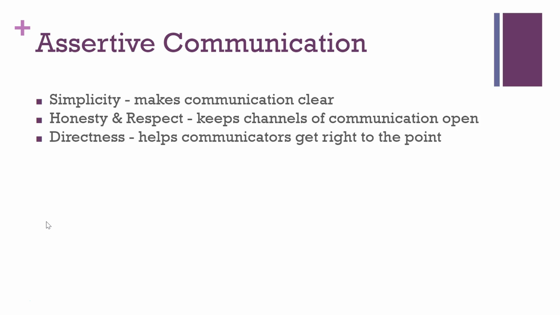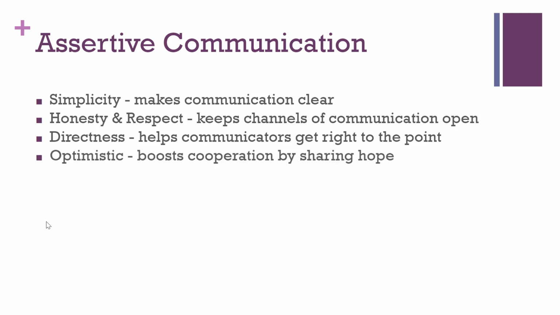Assertive communication is also going to be direct. When we are direct, we are getting right to the point. This is going to help children, again, who have processing ability differences or who are learning a second language, when we are getting straight to the point. This also is related to simplicity. When we keep it simple, we're making it easier for the other person to understand our message. But we are still assertive. We are still providing positive instructions. We are still remaining in control of the group. But we are doing it with simplicity, honesty, respect, and directness.